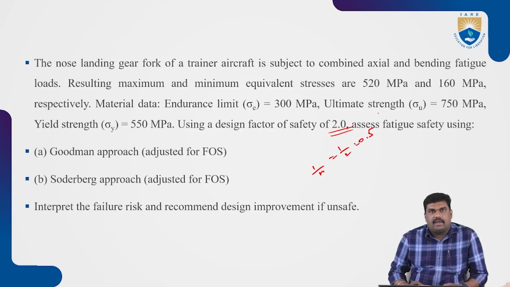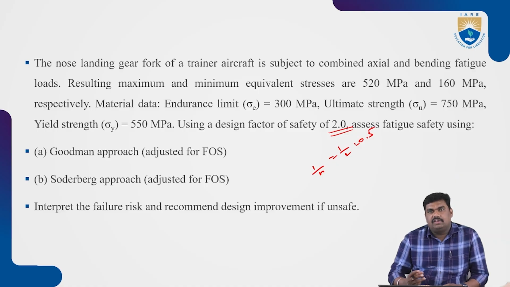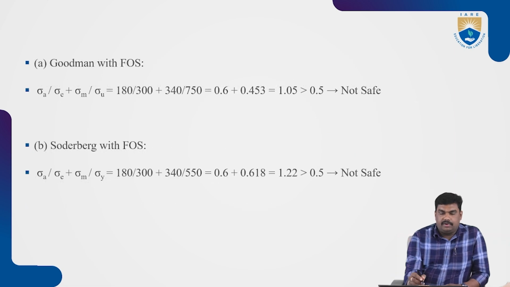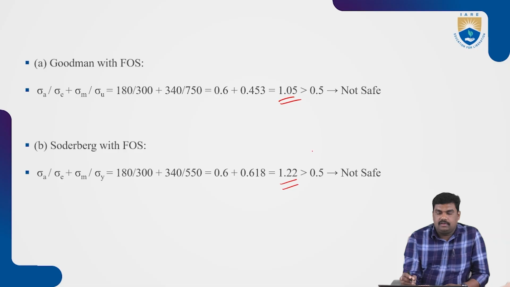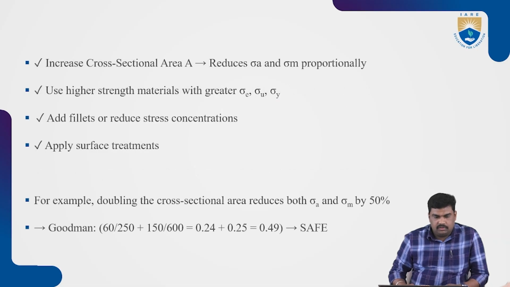After substituting your mean stress and your stress amplitude, if you are getting less than 0.5, then it is a safe condition. If it is greater than 0.5, it is an unsafe condition, right? The same thing is happening here. After substituting all that, you will get 1.05 and 1.22. When you are considering this factor of safety, it is greater than 0.5, so this is not a safe condition.